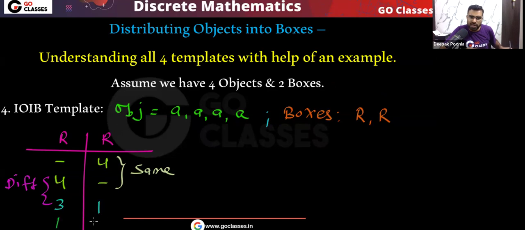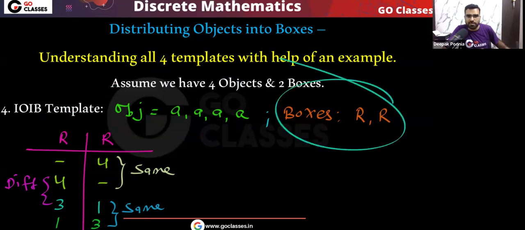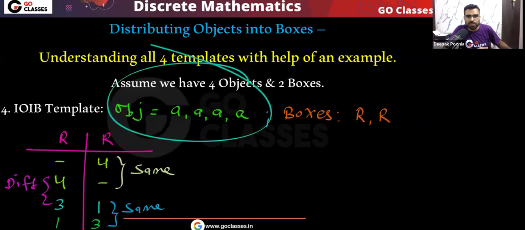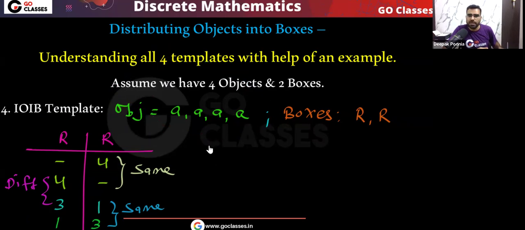What about this? If I put one element here, three elements here, these two cases, are they same or not? Just look at these two cases. Yes, they are same, because all the objects are same. So it does not matter which three elements you are putting in this box, all the four objects are same, both the boxes are same. So these two cases are basically same, because the boxes are also same and the objects are also same. I hope you understood. Is this point clear?